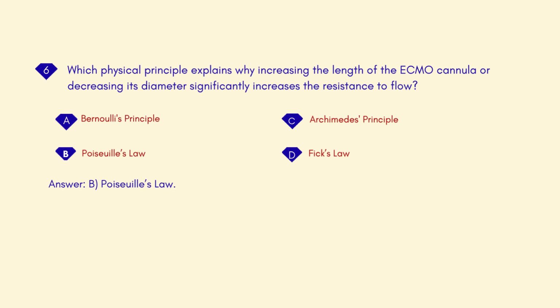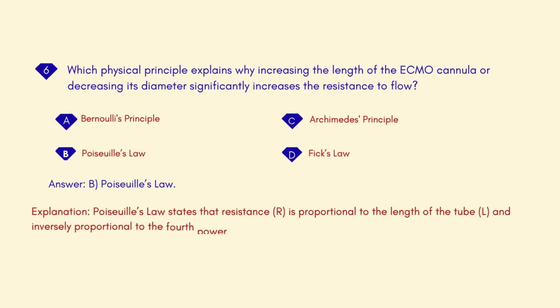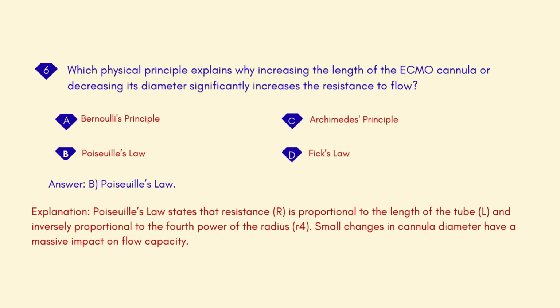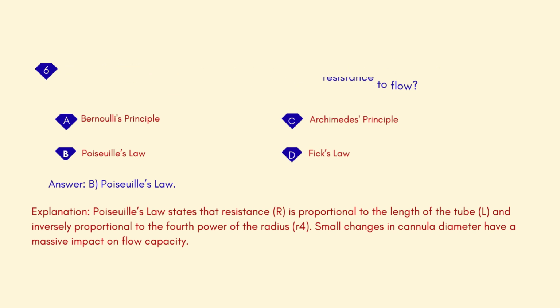Poiseuille's law. Explanation: Poiseuille's law states that resistance, R, is proportional to the length of the tube, L, and inversely proportional to the fourth power of the radius, r^4. Small changes in cannula diameter have a massive impact on flow capacity.